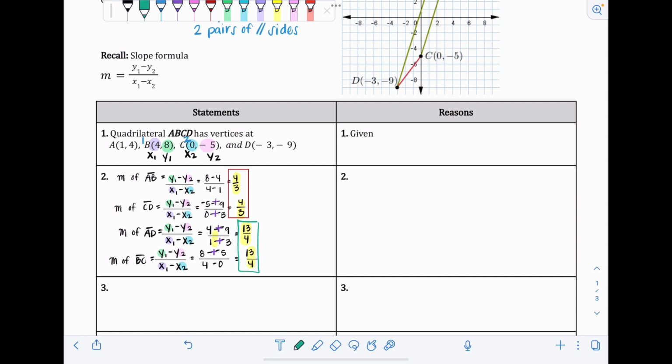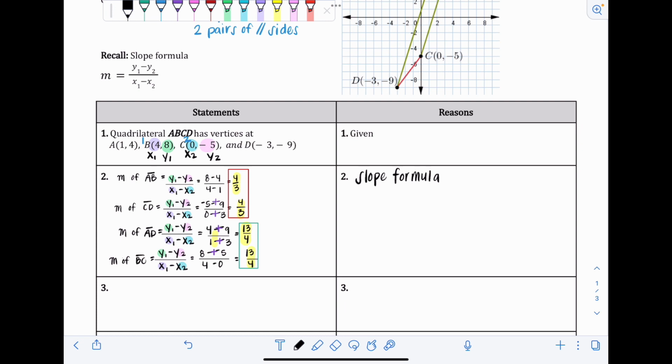So now we just got to find a way to present that in more of a proof-like manner. For our reason for number 2, we just use the slope formula, so we can use that as our reason. That's exactly what we did. We used the slope formula. So reason for number 2, slope formula. Took a ton of work, but at least the reason is pretty straightforward.